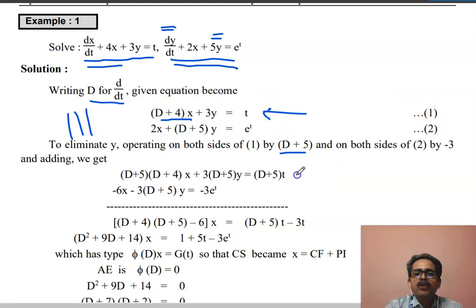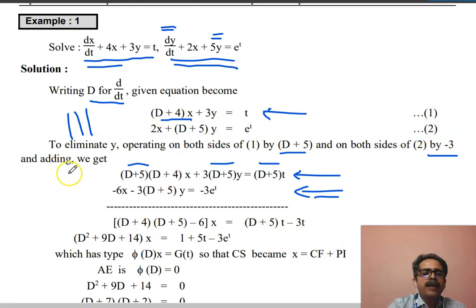So when you do that, you will find this equation. So this first equation is obtained from equation 1 by applying D plus 5 on both sides. Now we multiply the equation 2 by minus 3. So this is the second equation we can get. How to get the second equation? Multiply equation 2 by minus 3. Then we add these two equations. So if you add these two equations, what will happen?